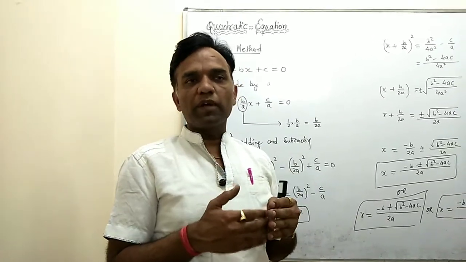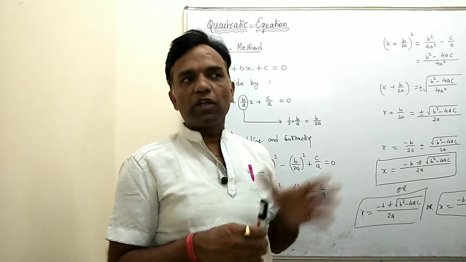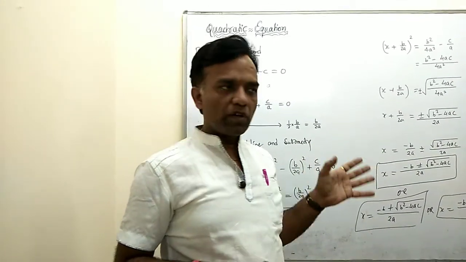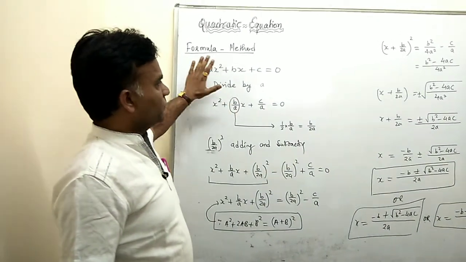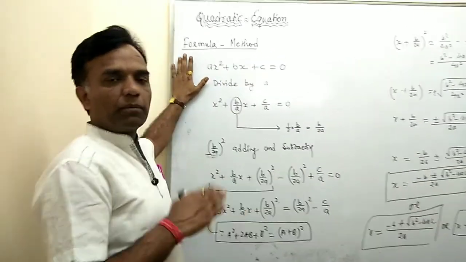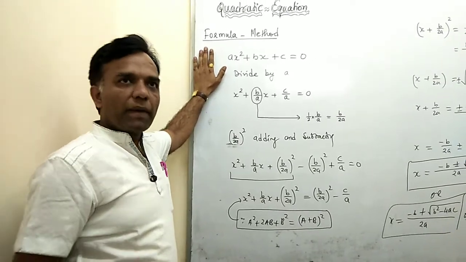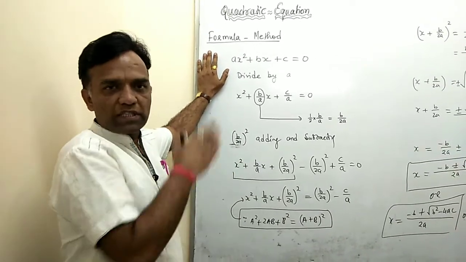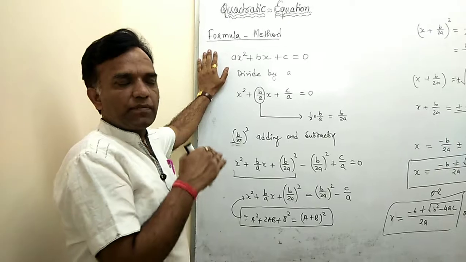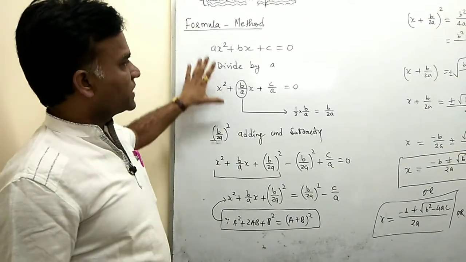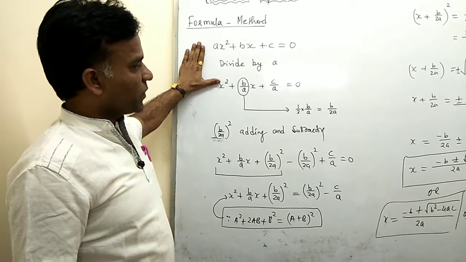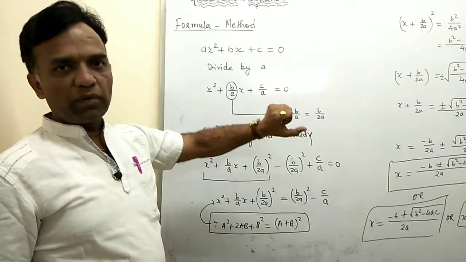But how did you get this formula by Sridharacharya? First, we will explain how we got the formula by the basic concept of completing the square method, because the completing the square method also uses the same concept. You use the same concept, then you frame the formula.